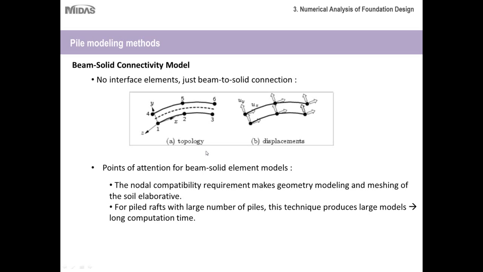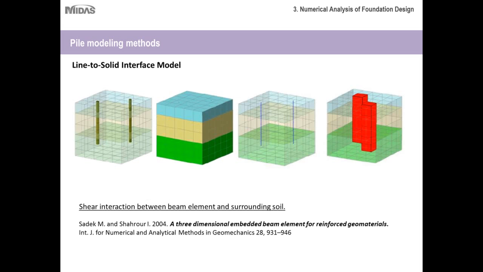The advantage of using this particular method is that you are able to extract the forces that you need in the piles directly. So since it's a beam member, you'll directly see the bending moment diagrams, you'll directly see the axial forces in the member, but they will be approximations. And the only reason we adopted numerical analysis is that we want to get rid of the approximations. So therefore, this brings us to a third approach, which is called the line to solid interface modeling approach.